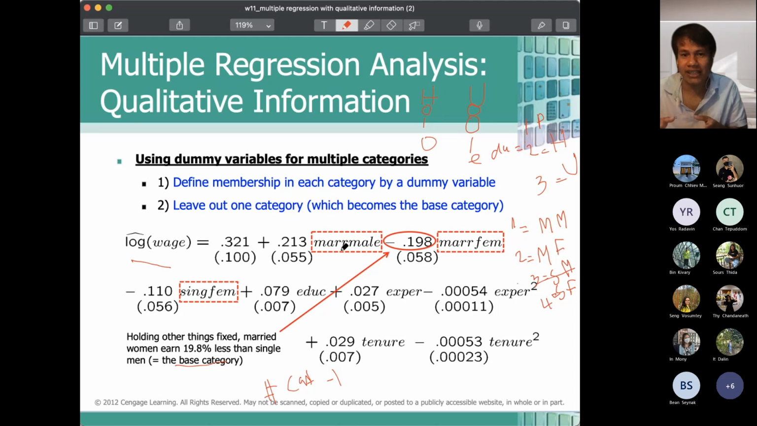But when it comes to interpretation compared to the base category, for instance, you are saying here, married male equals 0, married female equals 0, single female equals 0, because you are single male. You got it? Yes, sir. Thank you, sir. Right, thank you. Questions?